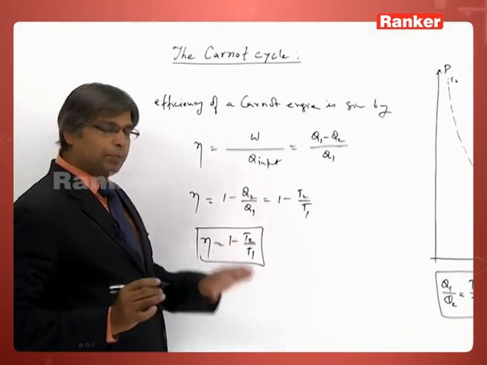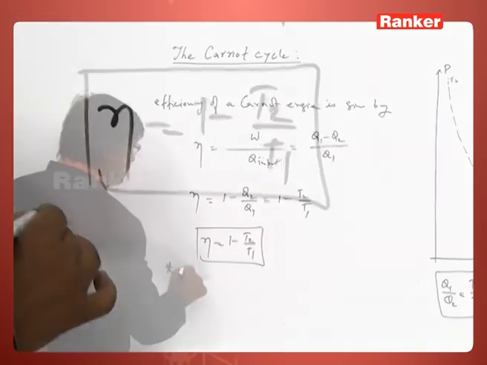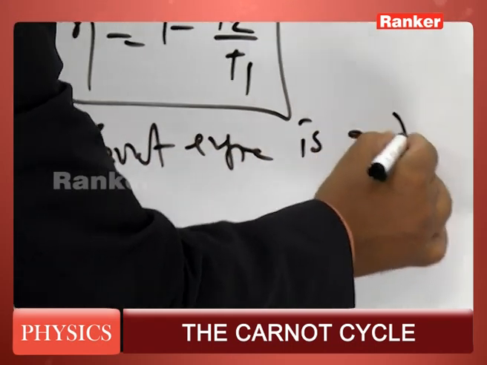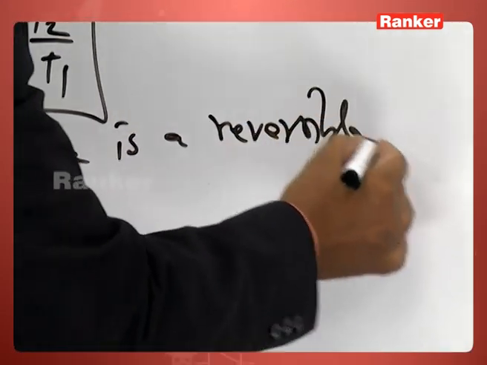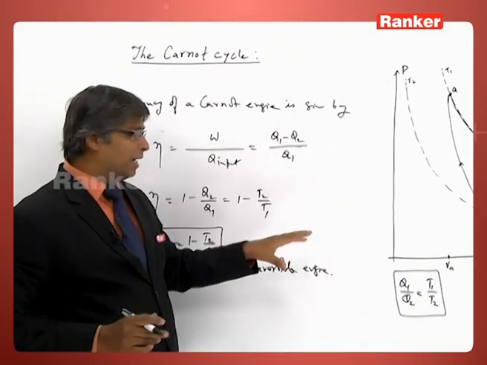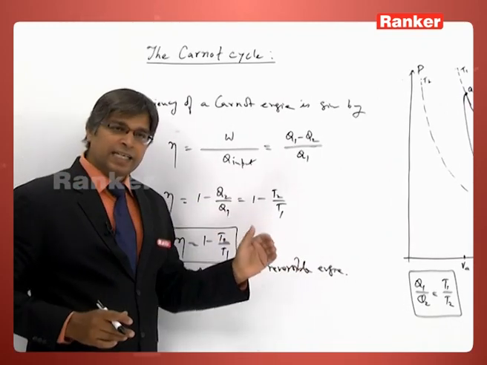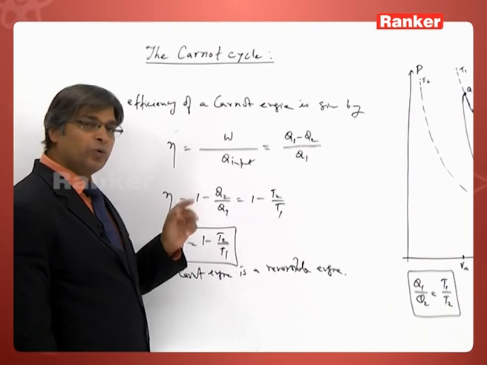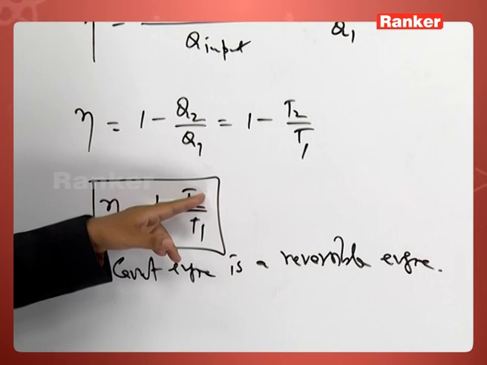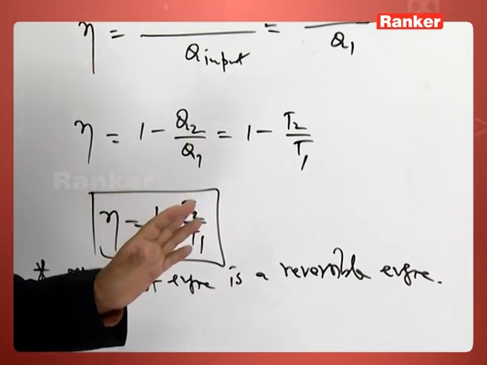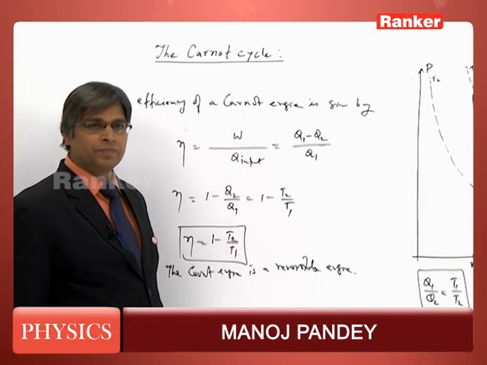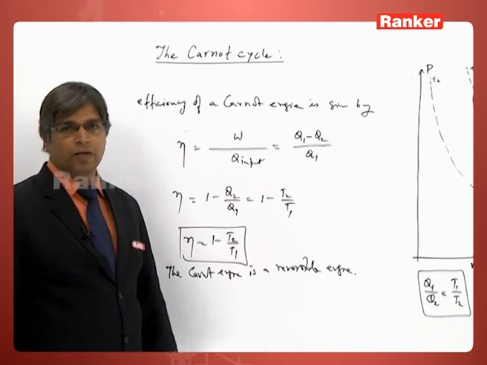And a very, very important point here is the Carnot engine is a reversible engine. This is a very important point, reversible engine. So all the processes here are reversible, and so the Carnot engine, which operates between two temperatures, the source at T1 and the sink at T2, the efficiency depends on the source temperature and the sink temperature. This is the expression for the efficiency of a Carnot engine.